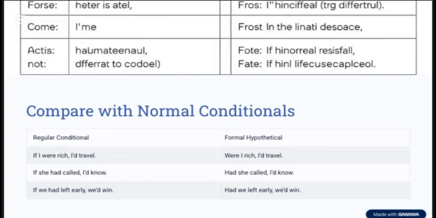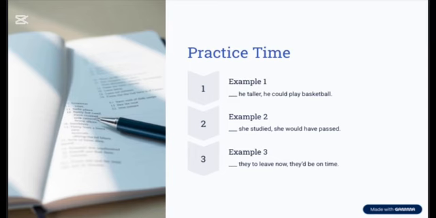And let's practice. First example: blank he taller, he could play basketball. It's about the present time, and the person is speaking about general things. So here we should use were: Were he taller, he could play basketball.